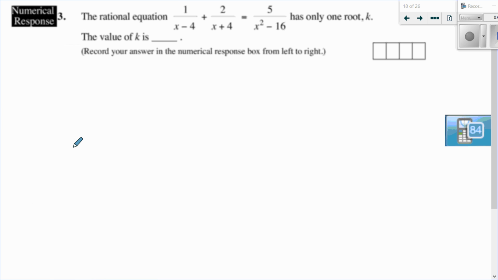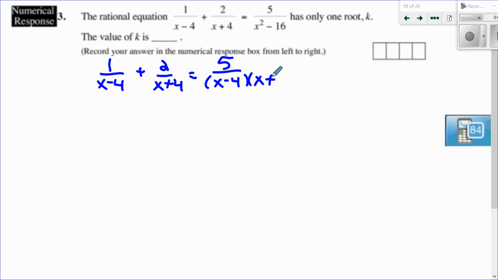Okay, in this one here, we want to find the value of the root. So I have 1 over x minus 4 plus 2 over x plus 4 equals 5 over x squared minus 16. That's a difference of squares. So let's factor it as x minus 4 times x plus 4.